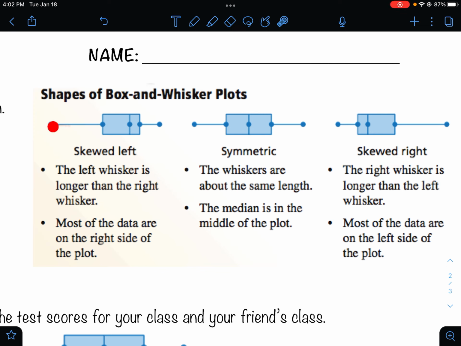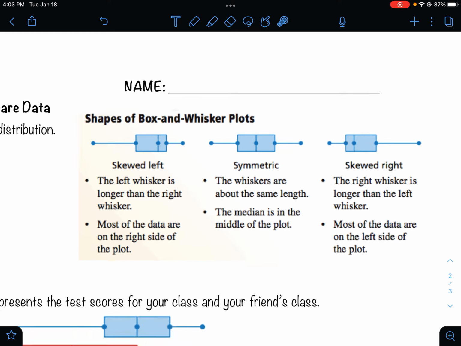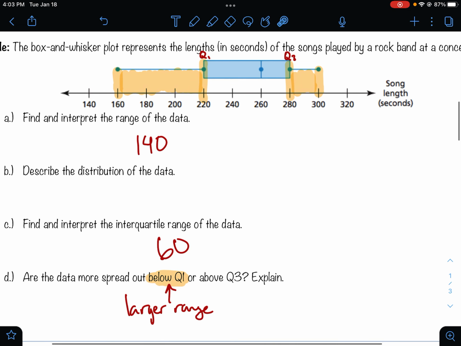So how do you remember this? Just look at the tail. Whatever one has the longest tail is going to be skewed in that direction. So this longest tail here is going to be skewed left. Longest tail on the right is skewed right. And anything that looks like it's pretty in the middle is what we call symmetrical. So when we go up here to this data, is it skewed left or is it skewed right? And so we just look at which has the longer tail, or the longer whisker. The left side has the longer whisker, meaning this really, really low number is going to skew my data to the left. And that is what we call the distribution of data.